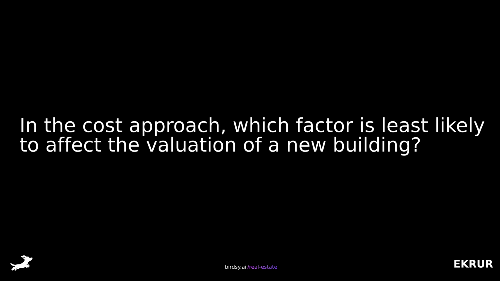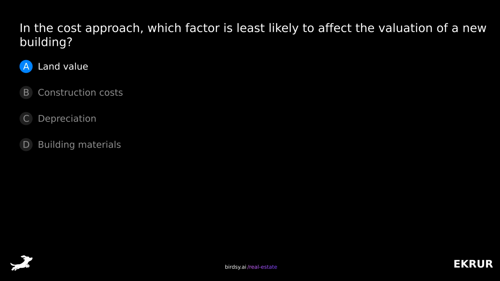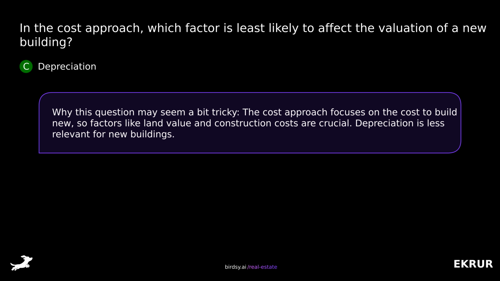In the cost approach, which factor is least likely to affect the valuation of a new building? Is it A, land value, B, construction costs, C, depreciation, or D, building materials? The answer is C, depreciation. Why this question may seem a bit tricky: the cost approach focuses on the cost to build new, so factors like land value and construction costs are crucial. Depreciation is less relevant for new buildings.